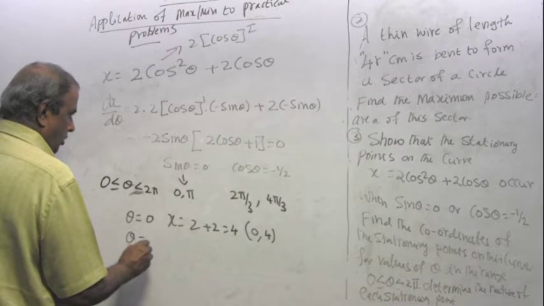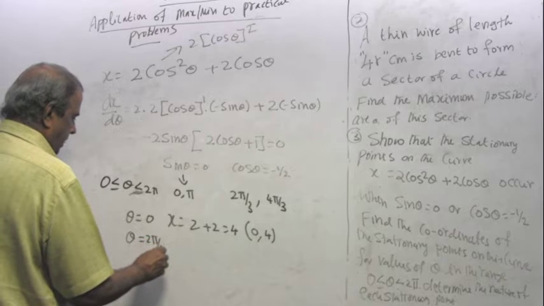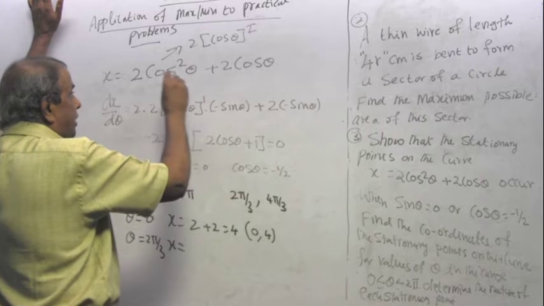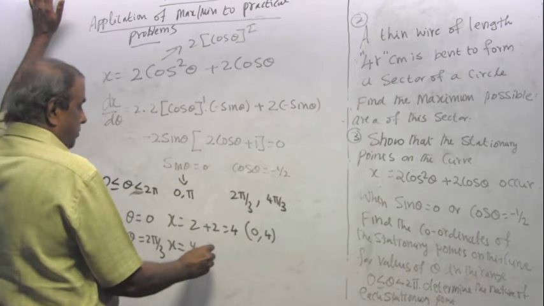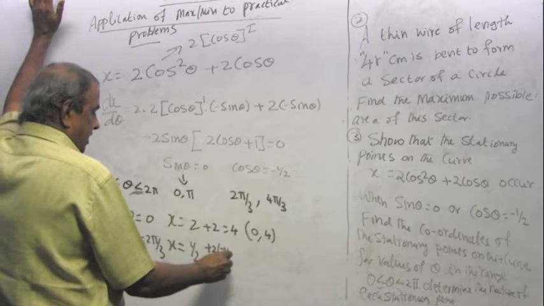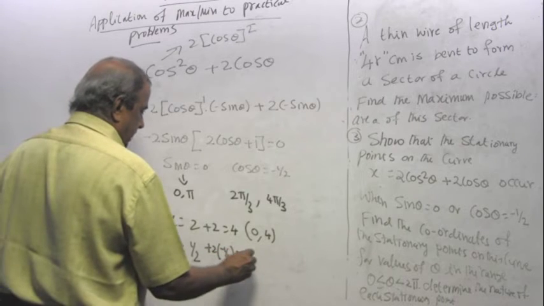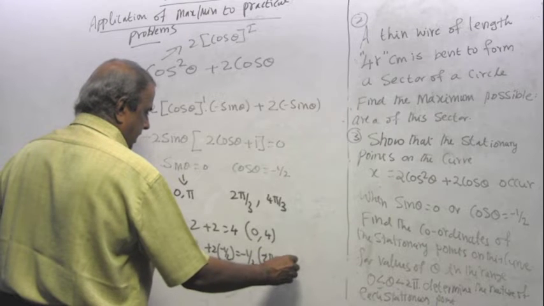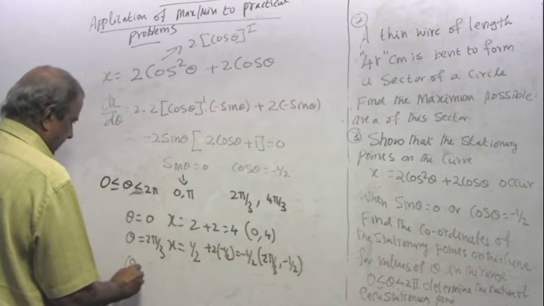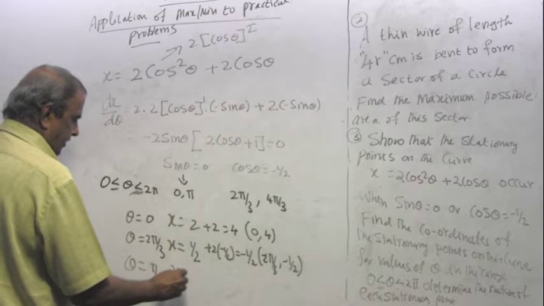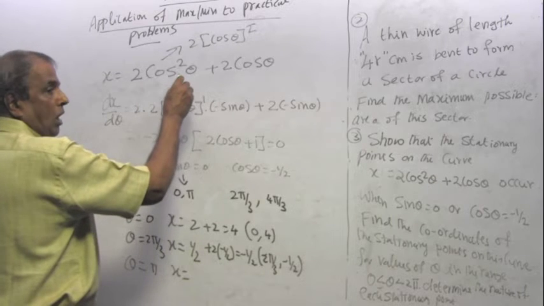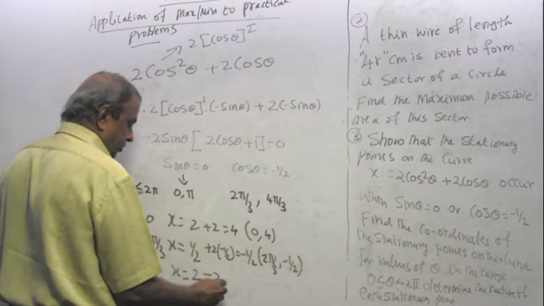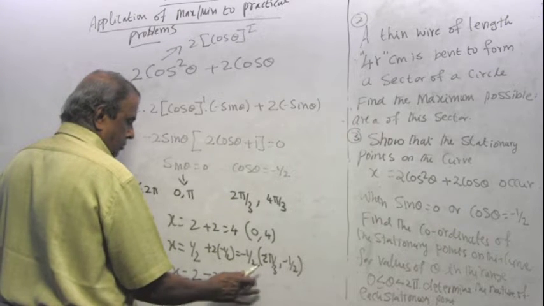At theta equal to 2 pi by 3, x will be: cos of 120 is minus half, cos squared is quarter, 2 times quarter is half, plus 2 times minus half. So half minus 1 is minus half. So it's 2 pi by 3 and then minus half. When theta is equal to pi, x is equal to cos pi is minus 1, squared is 1, so you get 2. Cos pi is minus 1, minus 2, which is 0. So pi and 0.